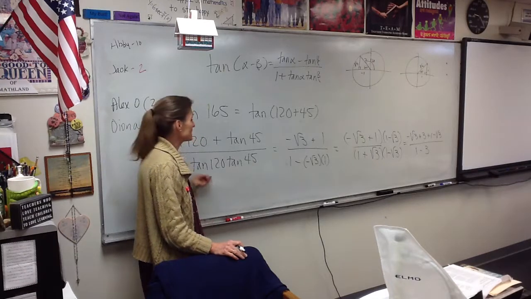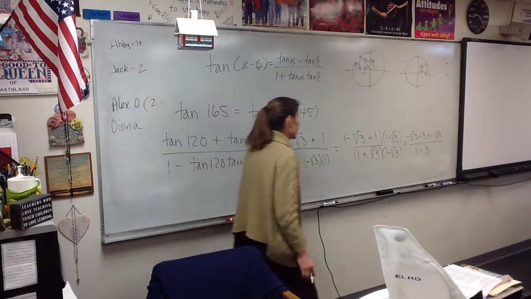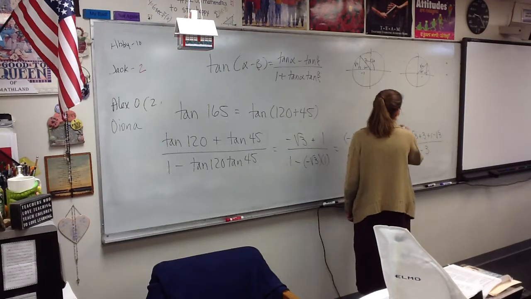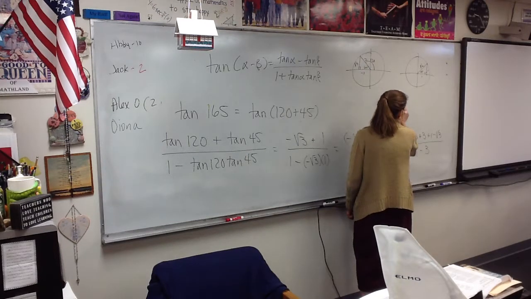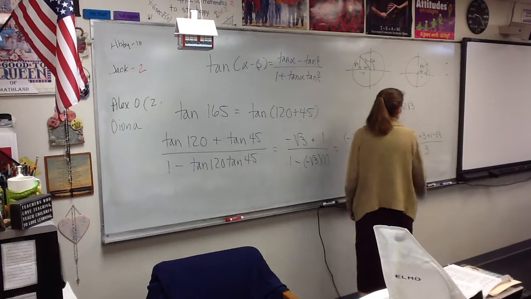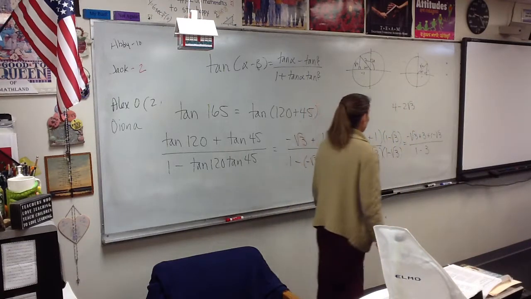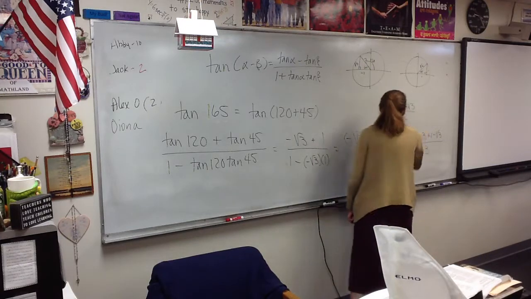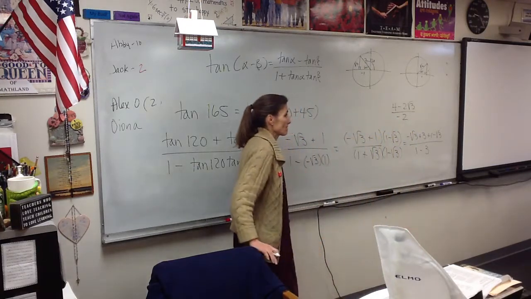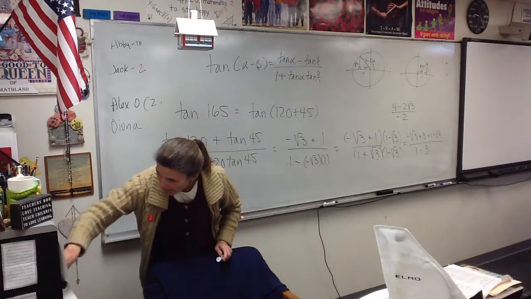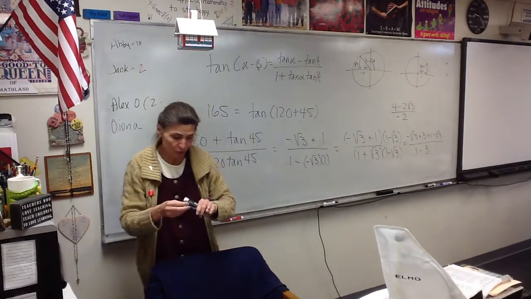These aren't hard, but these tangent problems do have arithmetic involved. So what do we have on top there? Negative 2 root 3 plus 4. 4 minus 2 root 3 or negative 2 root 3 plus 4. Either order doesn't matter. And on the bottom we have negative 2. Can you simplify that? You absolutely can, and you need to.